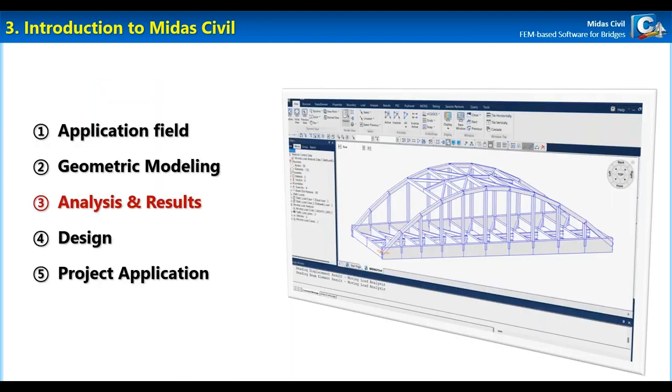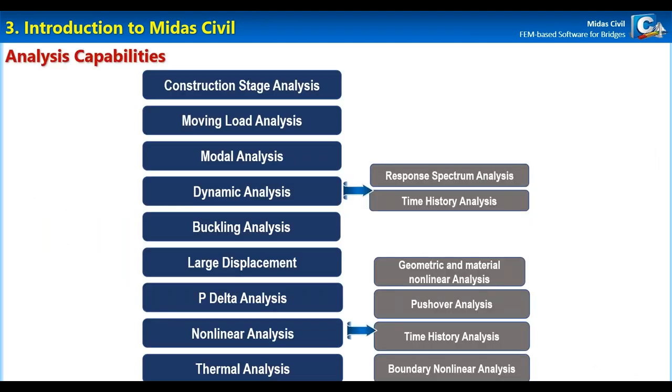The next point is about the analysis and result. So we are going to see the analysis done in Midas Civil and how you can visualize the result in Midas Civil. For the analysis, we have a lot of analysis types supported by Midas Civil. We have construction stage analysis, moving load analysis, modal analysis, dynamic, buckling, large displacement, P-delta, nonlinear, thermal analysis. All of these analyses are supported in Midas Civil.